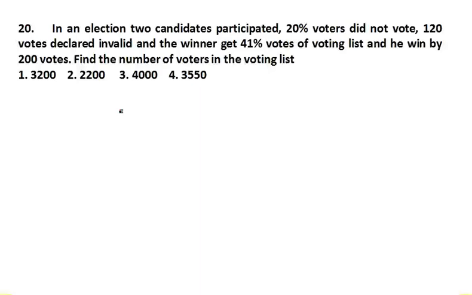Now question number 20. In an election, two candidates participated. 20% of voters did not vote, 120 votes declared invalid, and the winner gets 41% vote of the voting list and wins by. Again this is the same question, but let me solve it for you. Look guys, here a real number is given, then what you have to see? Then you have to see this line. Winner gets 41% of the voting list. It means you have to make your calculation from the voting list. The voting list is 100.